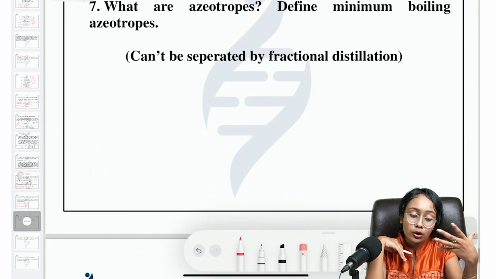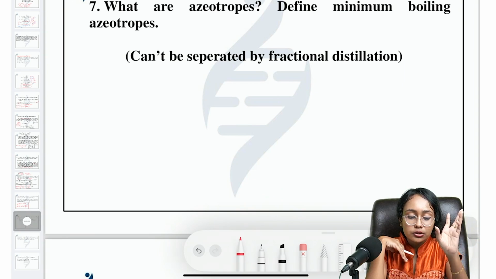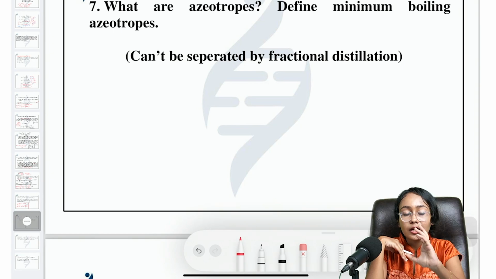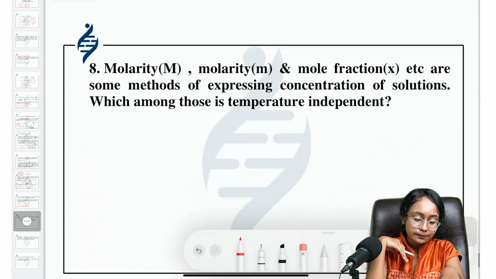The seventh question is, what are azeotropes? We have discussed what azeotropes are, and all their properties. Azeotropes are binary mixtures having a constant boiling point, and they have the same composition in the vapor phase and also in the liquid phase. Also define the minimum boiling azeotropes.